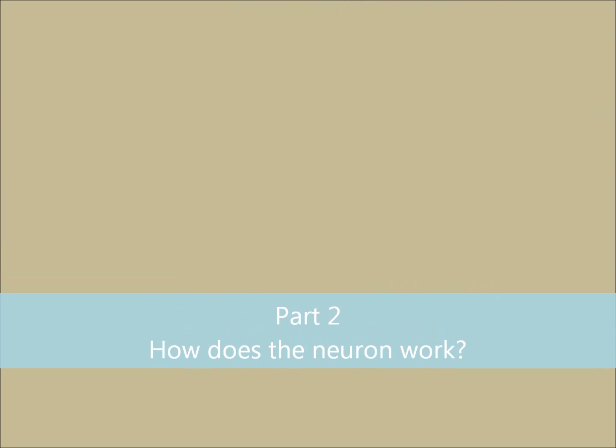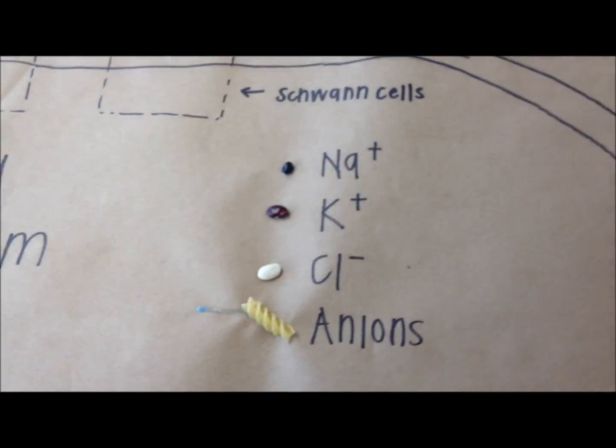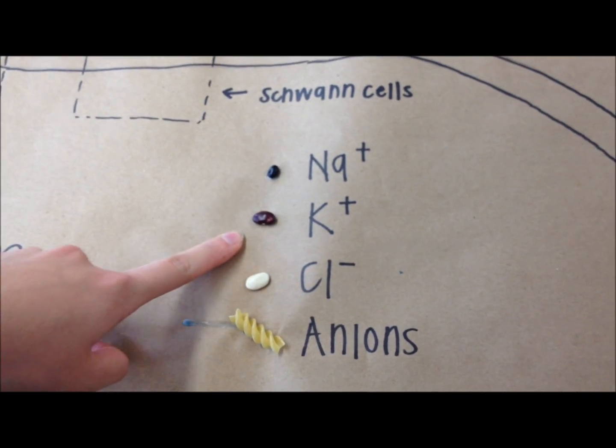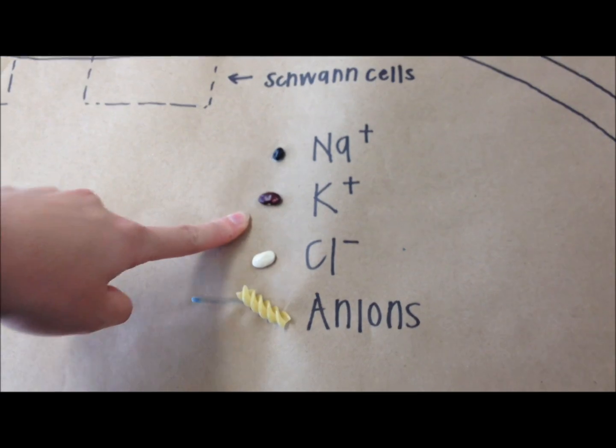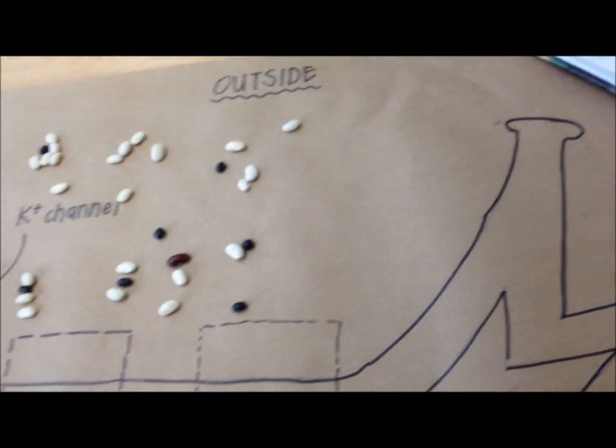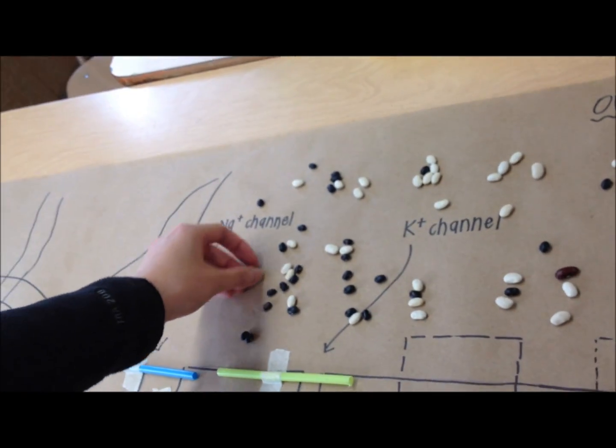Part 2. How does a neuron work? Before we get started, let's get familiar with the beans and the pasta. The black beans represent the sodium ions. Red beans represent the potassium ions. White beans represent chloride ions, and the pasta represents anions. This is the outside of the neuron with mostly white and black beans, while the inside consists of mostly red and pasta.